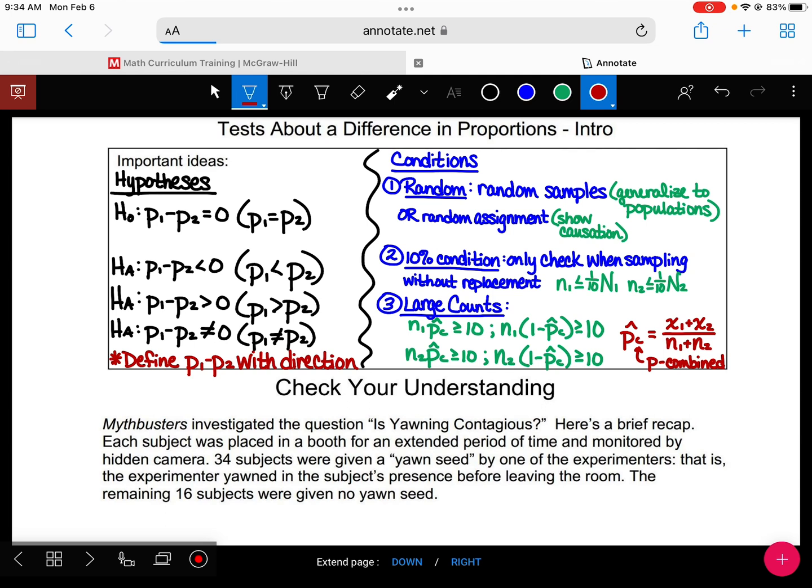In the check your understanding section, I just want you to do the first 2 steps of our 4 steps. So the state and the plan. We will go over the check your understanding in about 5 minutes.